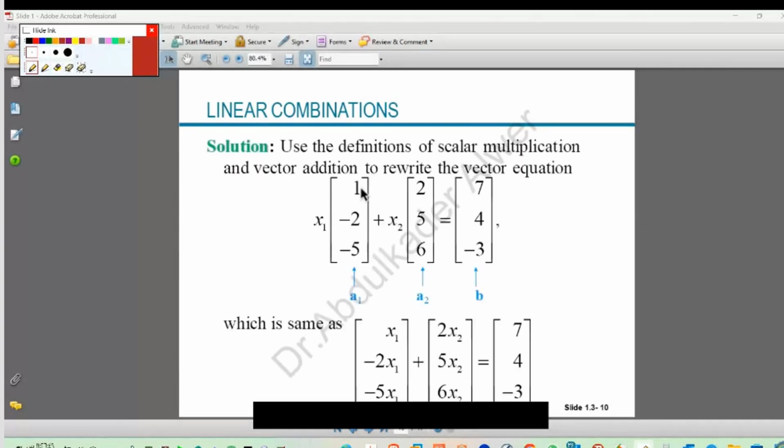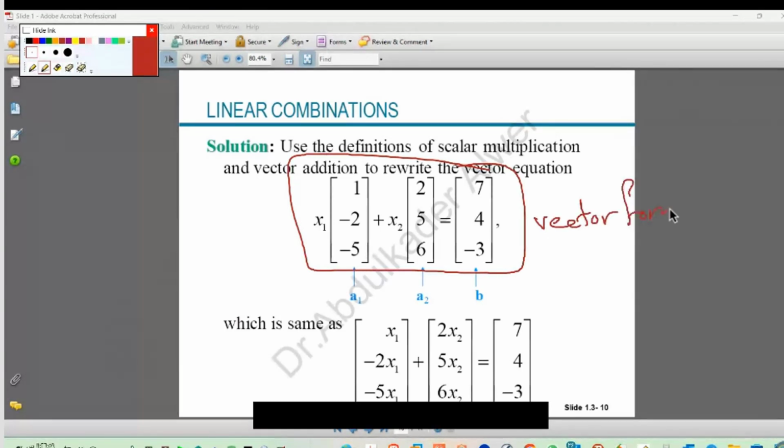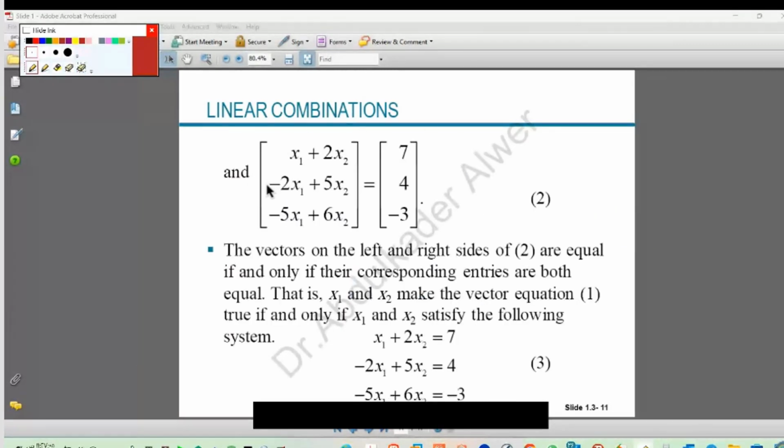Okay, now let's go ahead with this one and see. This is the vector form. Now, I will go to the matrix form. This is the matrix form.